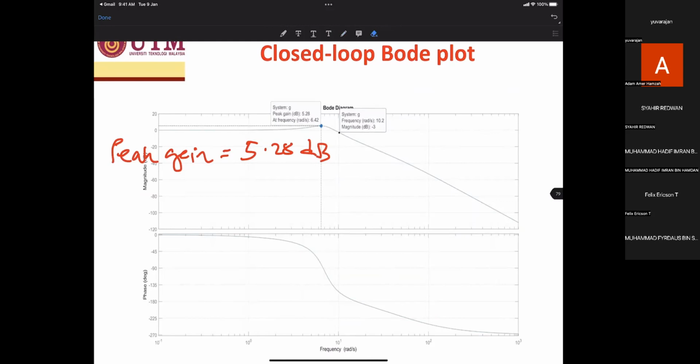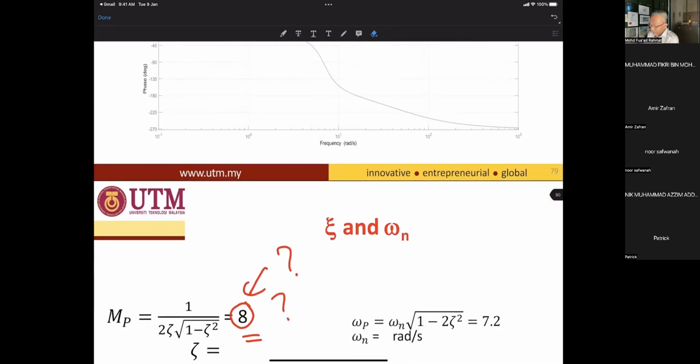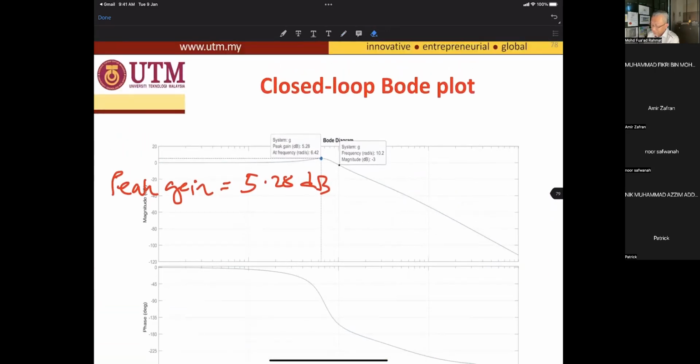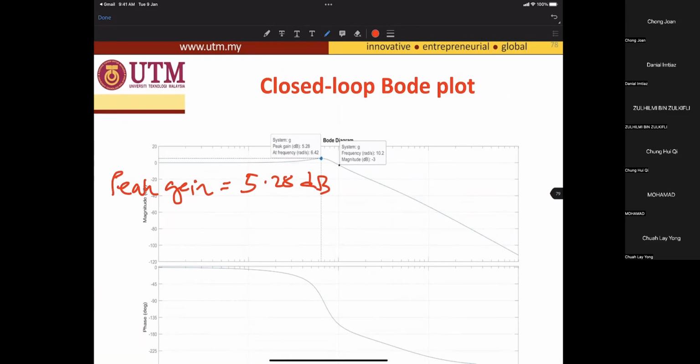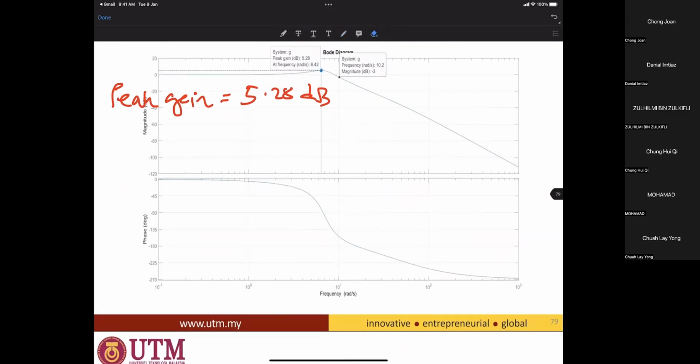Firdaus, Muhammad Firdaus, how do you get 8 there? Not coming. Patrick, how do I get 8 in MP? Patrick absent. The online class is nice. Patrick. How do I get 8? Absent. Chong Hoi Ki.